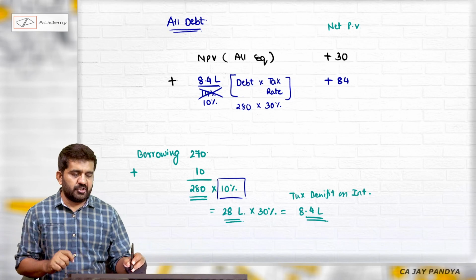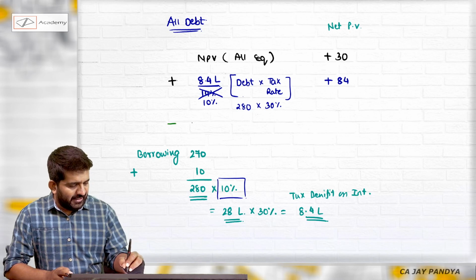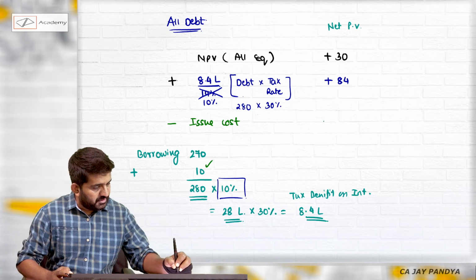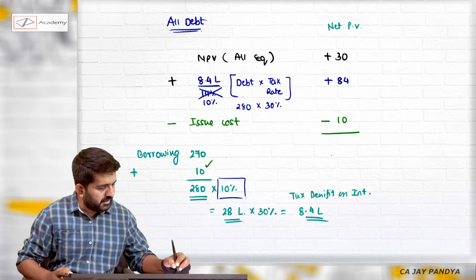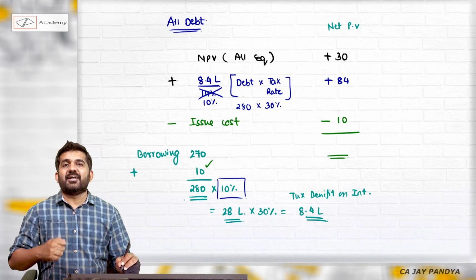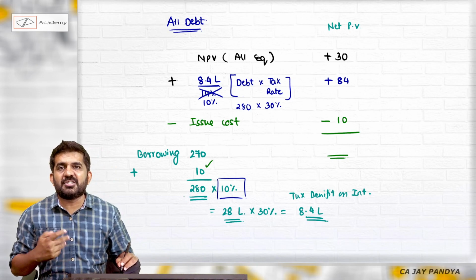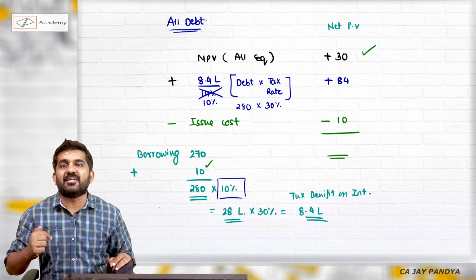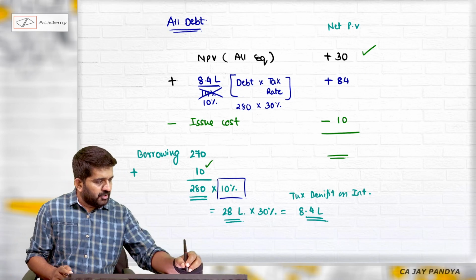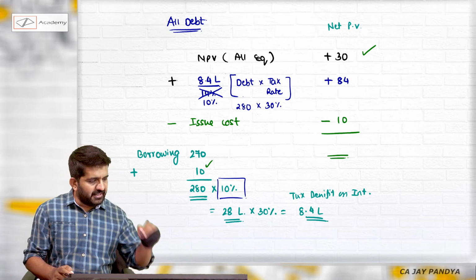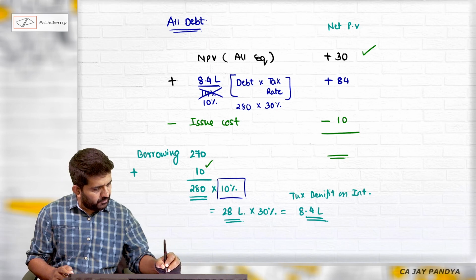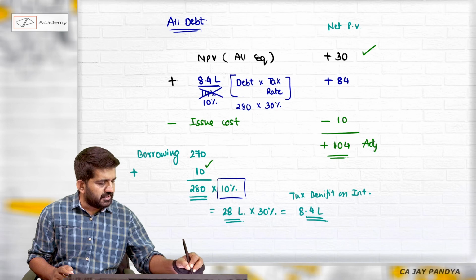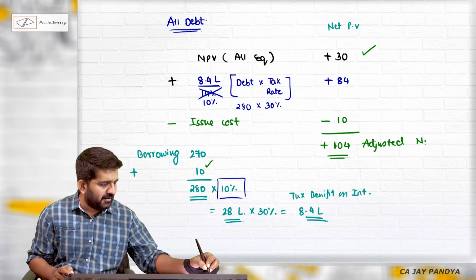What will be the loss if I issue debt? That is issue cost, which is 10 lakhs. Sir, why not 270? Why are we not considering 270? Because we have already considered it over here. We need not again consider 270. So if this is plus 84 minus 10, I will be getting an answer of plus 74, that is 100 and plus 104. This is nothing but adjusted NPV.